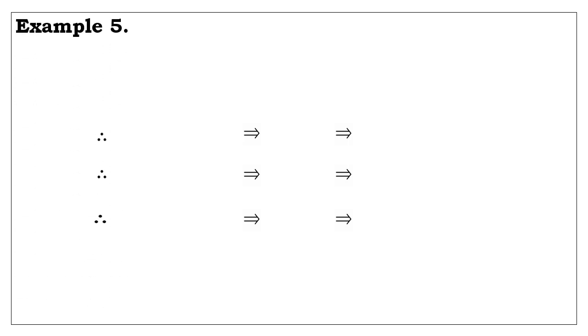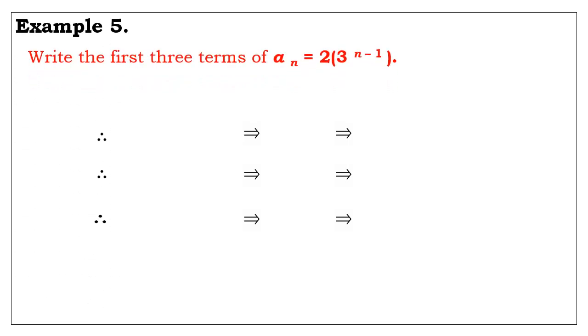Now take example 5. Question. Write the first 3 terms of an equals 2 of 3 to the power n minus 1. Now here the given sequence is 2 of 3 to the power n minus 1. Then what are we required? We are required first 3 terms of the given sequence. So the required solution, first you write the sequence an equals 2 of 3 to the power n minus 1. First 3 terms is nothing but a1, a2 and a3.